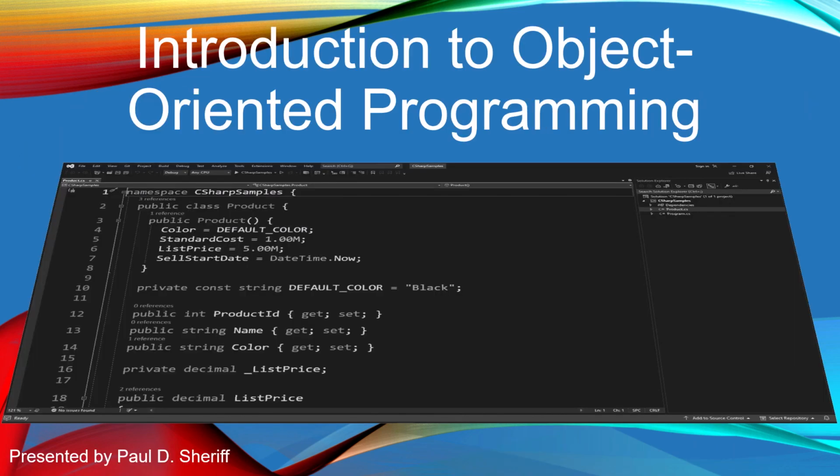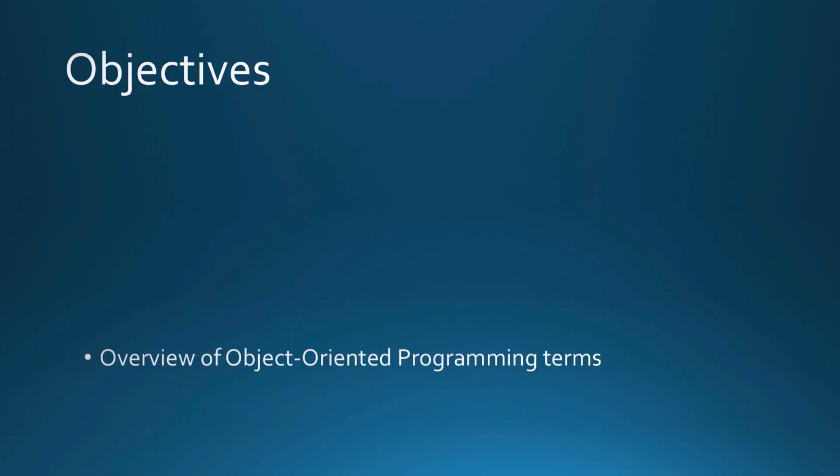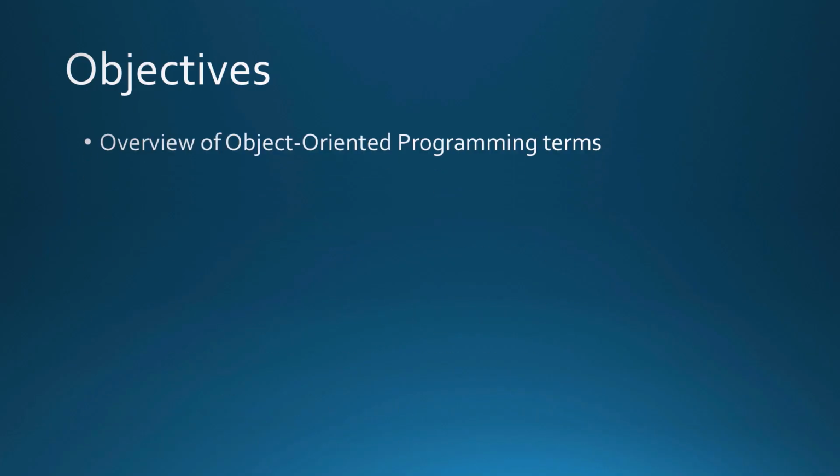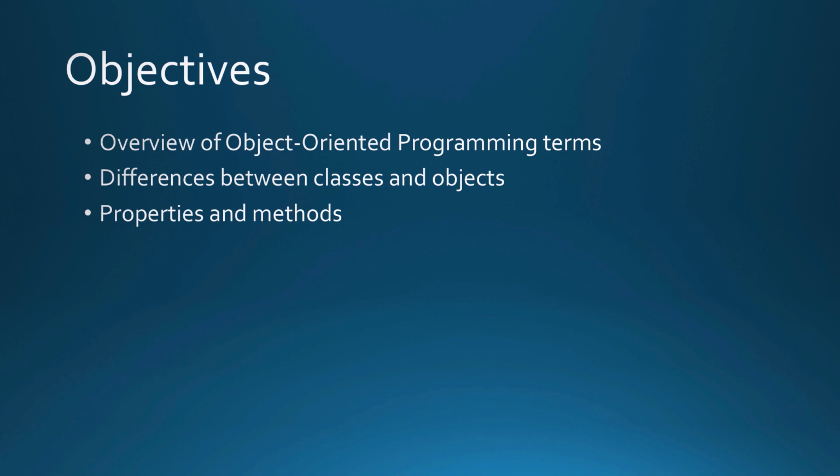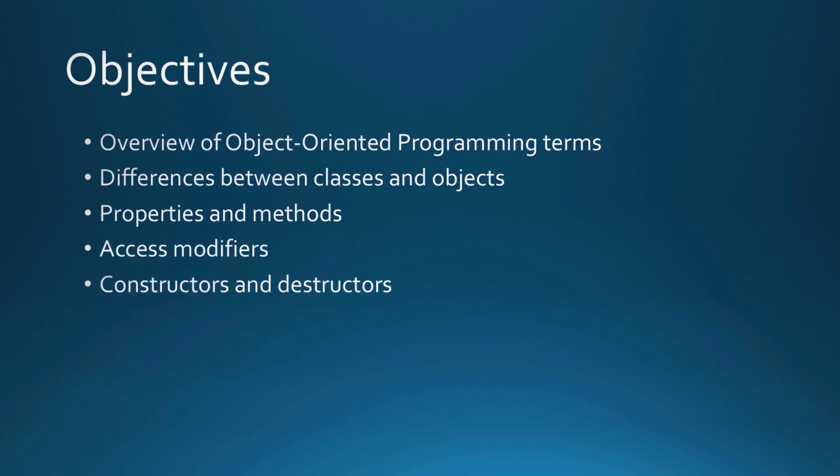This lesson is Introduction to Object-Oriented Programming. Now, the objectives for this lesson are to see an overview of all the different terms. We're going to talk about the differences between classes and objects. We'll talk about properties and methods, access modifiers, constructors, and destructors.